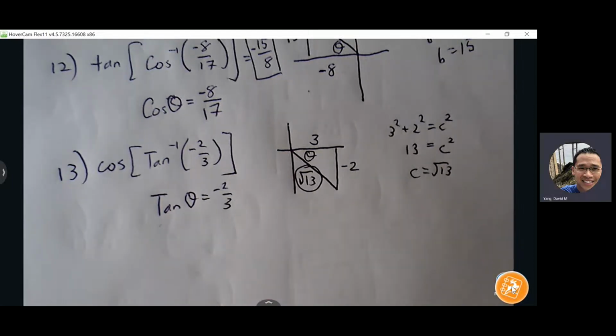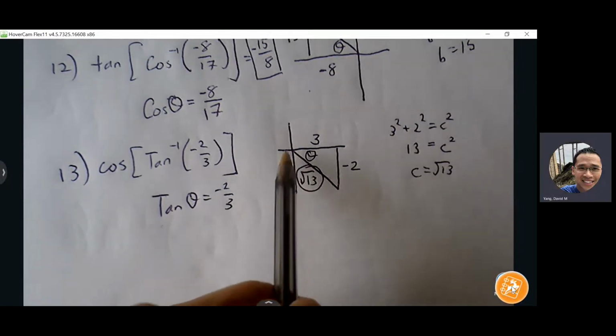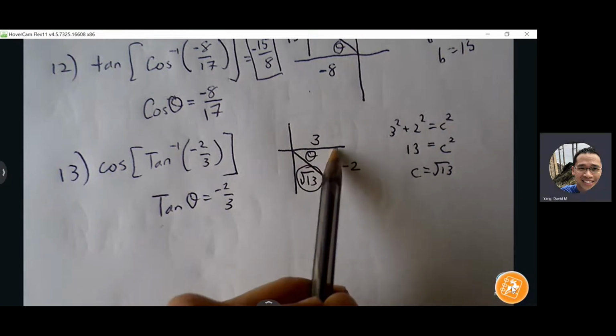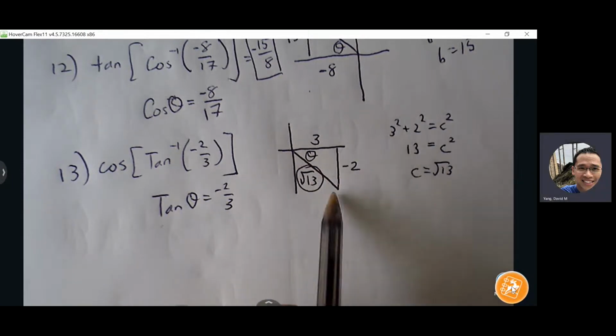The negative goes with the y because we're in the fourth quadrant here. So positive right 3, down 2. So positive 3, negative 2.